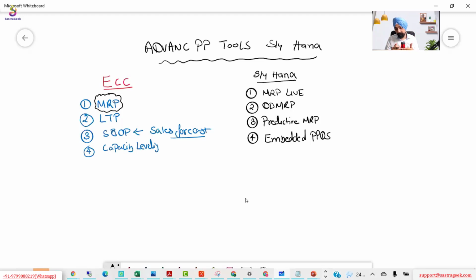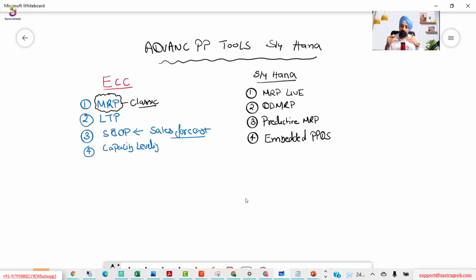We have IBP. Now in S/4HANA, this MRP which is with ECC, we call it classic MRP. S/4HANA would have classic MRP and also MRP Live. There would be two features available. MRP Live would be running on special algorithms which have been rewritten on the HANA database. So the performance and the speed would be much higher in MRP Live. The basic disadvantage for the MRP was that we only ran it once in a day.